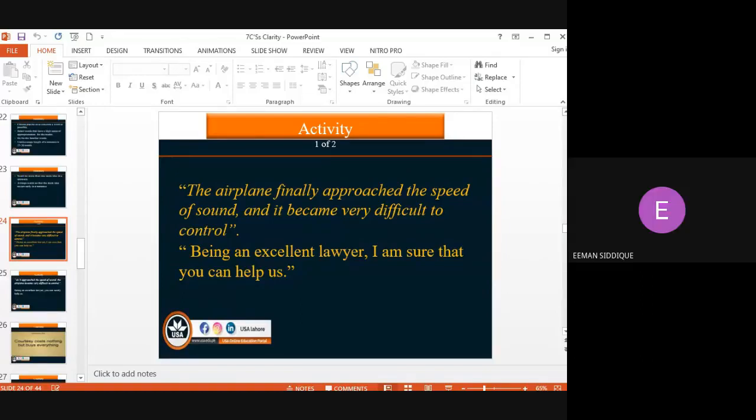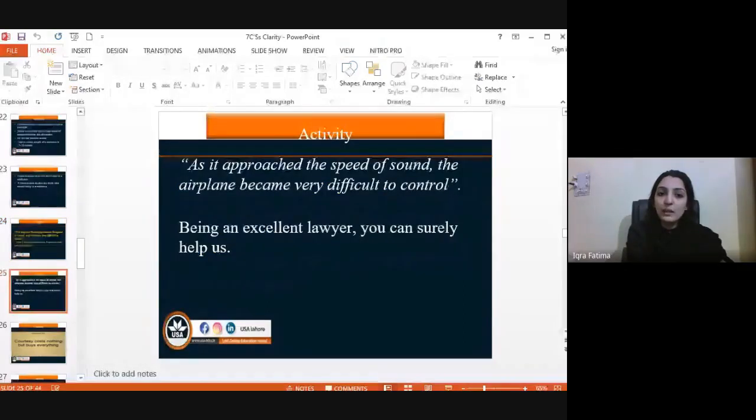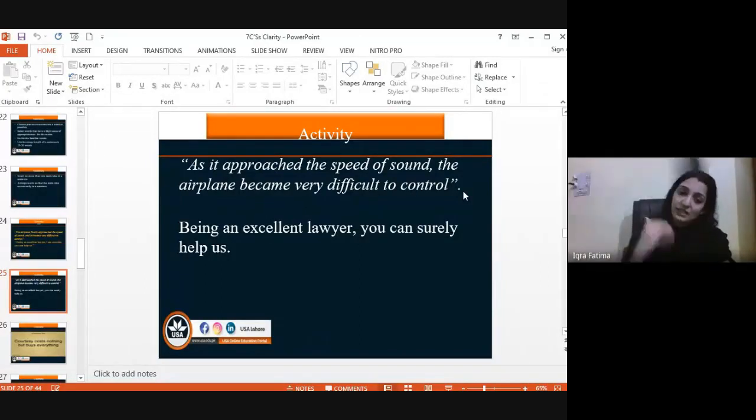The pilot approached the speed of the plane, and it is very difficult for him to control the speed. So let us see the answer. As it approached the speed of sound, the airplane became very difficult to control. So you just have to put an emphasis on that, putting the "as". But being an excellent lawyer, you can surely help us. Iman was right in that, that we have to be coherent.